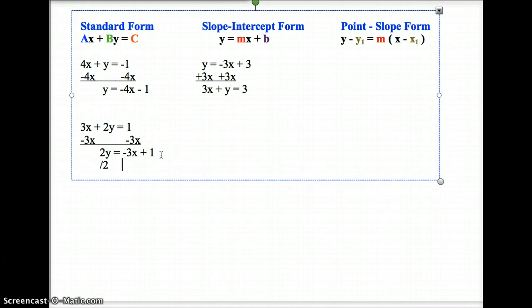Now here's kind of the tricky part, and here's what I want you to understand. We're going to divide by 2 on this side, but I'm going to slip this over a little more into the middle here.